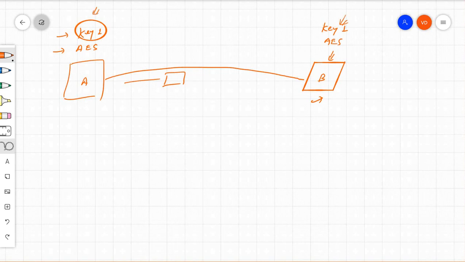So if these keys are the same at receiver and at sender, I'm not discussing how these keys are reaching B, right? But if these two keys are the same, we call such encryption symmetric. And why symmetric? The reason is we have the same keys. That is it, right? Now it is also worthwhile to understand what is asymmetric encryption, right?